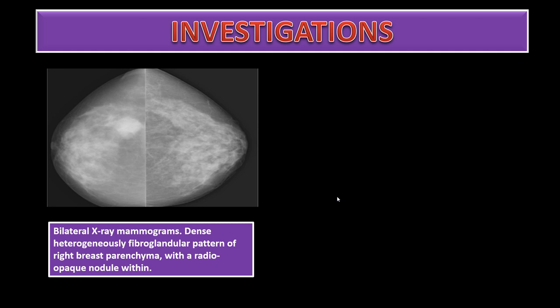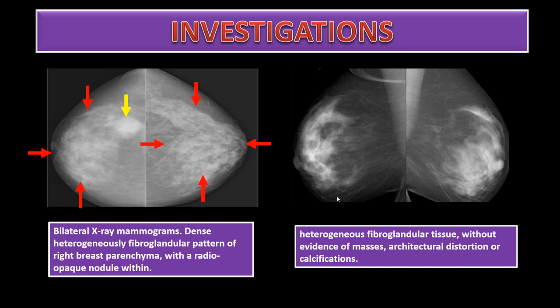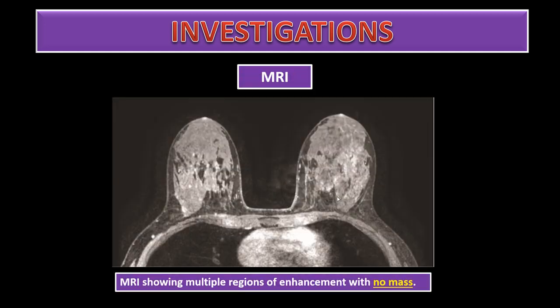In this photo, bilateral X-ray mammograms showing dense heterogeneously fibroglandular pattern of right breast parenchyma with a radio-opaque nodule within. In this photo, there is heterogeneous fibroglandular tissue without evidence of masses, architectural distortion, or calcification. MRI showing multiple regions of enhancement with no mass.